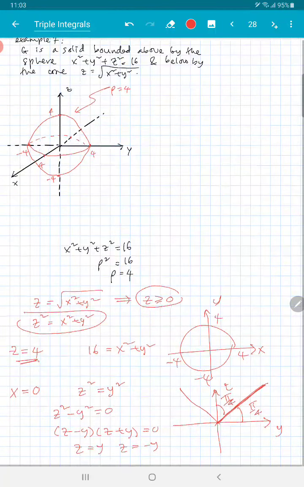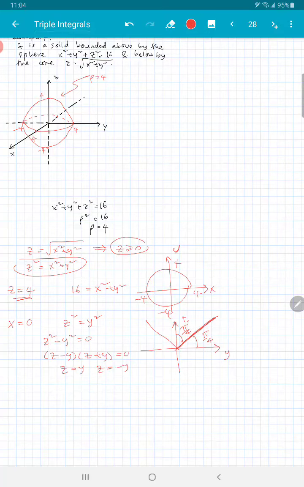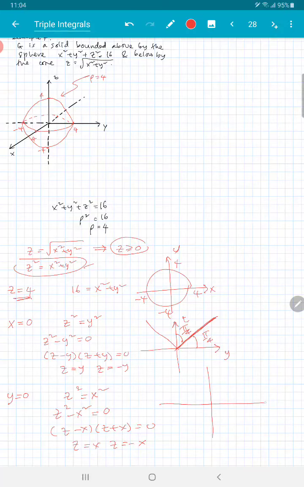Okay, and then we need the view from the side. For the view from the side, we let y be a constant. So let's say we let y equal 0. Then the equation would be z squared equals x squared. Using a similar process as before, we end up with two straight lines: one is z equals x and the other is z equals negative x. If we plot this on the xz plane, for z equals x we have a straight line right in the middle, and for z equals negative x we have a straight line as well. Same thing here, this is 45 degrees or pi over 4, and this angle here is pi over 4.